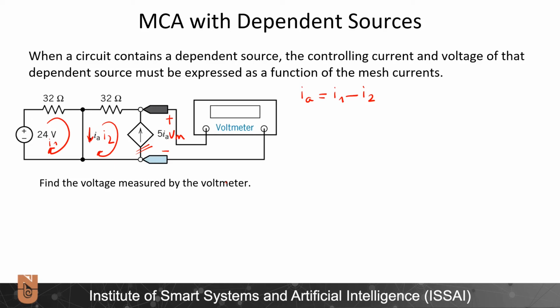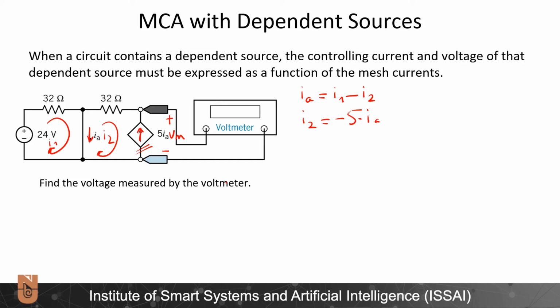Here is a nice relationship. I2 is equal to 5 times IA, because this mesh current I2 is passing in the opposite direction through this current source, and I can write this equation as well. Let us try to write another one.